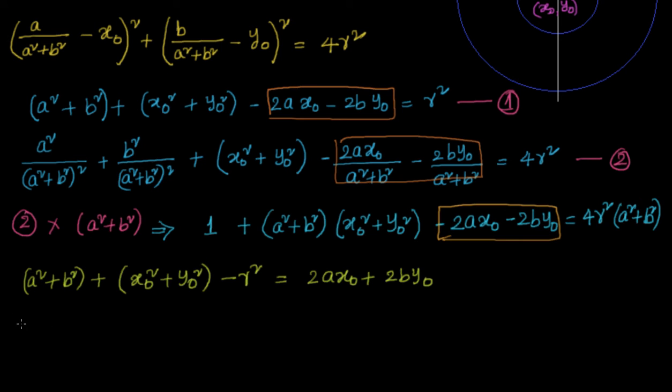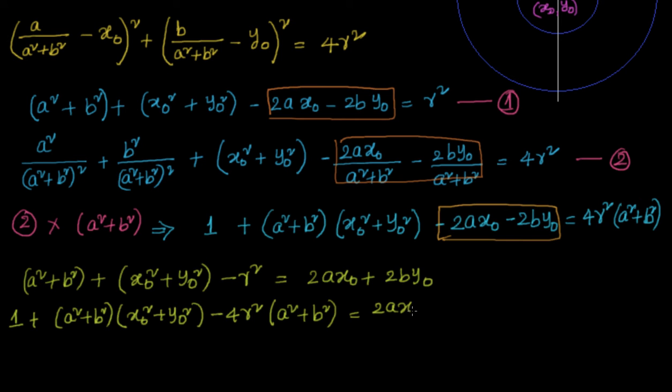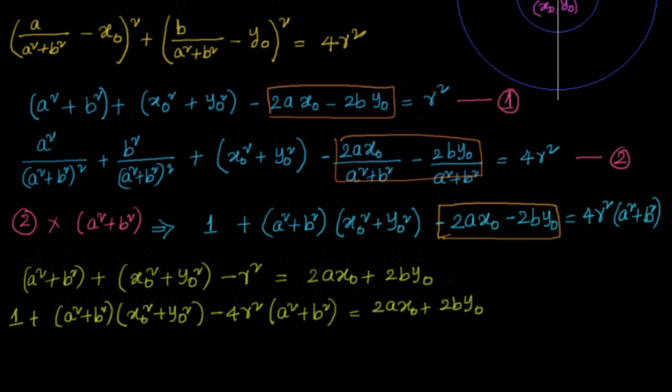Now when I go to the second condition, I will have 1 plus a square plus b square multiplied with x naught square plus y naught square minus 4r square into a square plus b square is equal to 2a x naught plus 2b y naught. Now you can see that both of them are equal to 2a x naught plus 2b y naught. That means I can equate these two conditions. So we are almost approaching our solution.